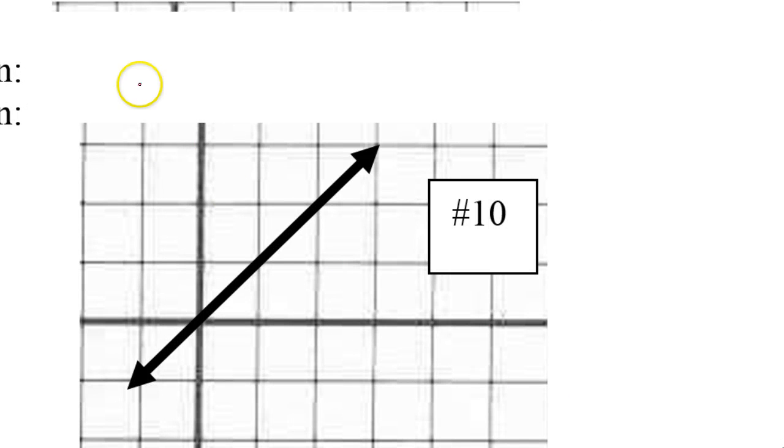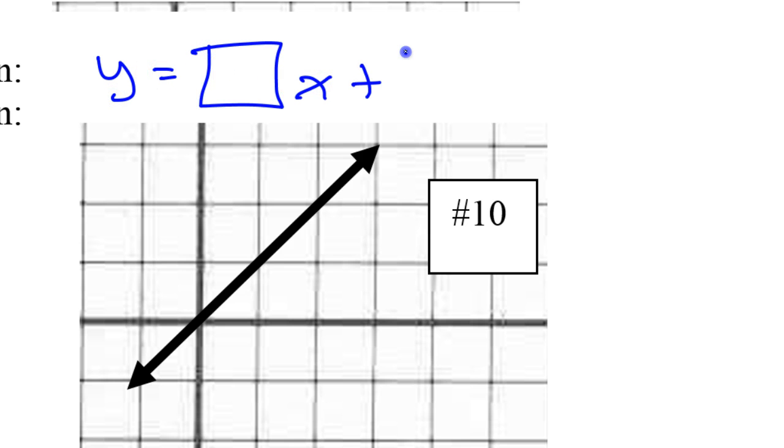Okay, how about number 10? Alright, so I need my slope and my y-intercept.